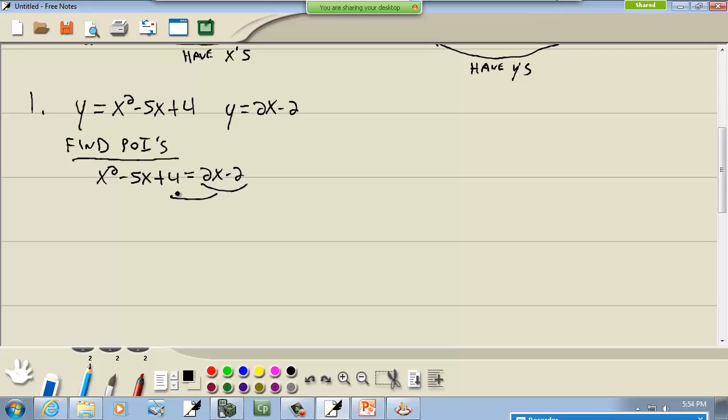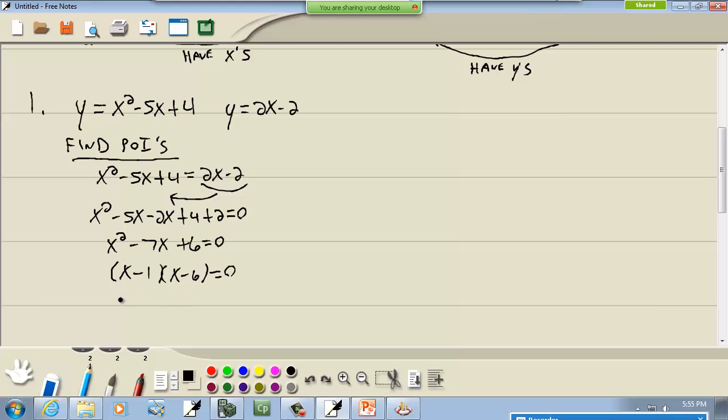We have an x squared, so I get everything over to one side. So I got x squared minus 5x minus 2x plus 4 plus 2 equals 0, or x squared minus 7x plus 6 equals 0, which is x minus 1 times x minus 6 equals 0. Zero factor property: you got 0 on one side, factored that, set each factor equal to 0. So x minus 1 equals 0, x minus 6 equals 0, and we get 1 and we get 6. No big surprise. We could kind of eyeball that and see that.